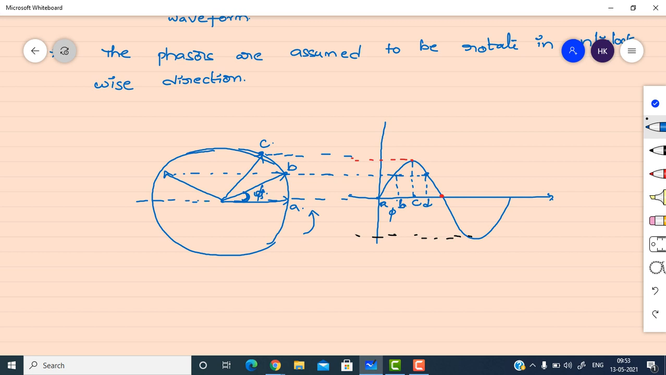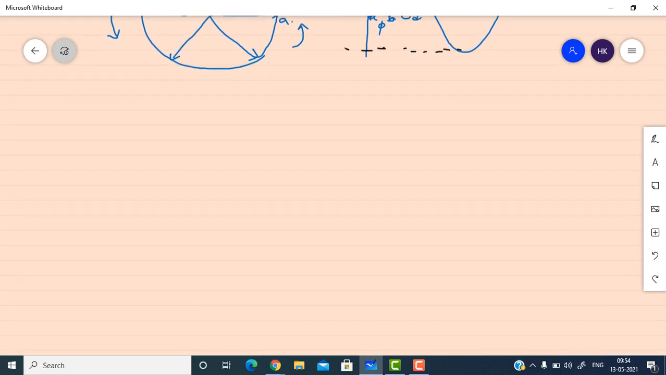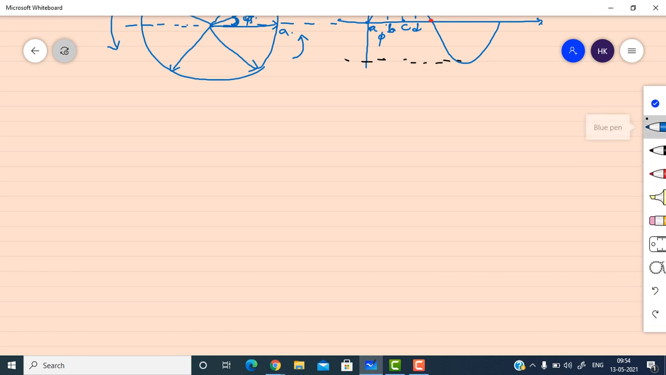So in the same way, the phasors are all rotating in the anti-clockwise direction. If we draw the phasors at each and every instant of time for this sinusoidal waveform, all the phasors are rotating in anti-clockwise direction. You will get the phasors like this, and come back to this A position again. So remember this one, all the phasors are rotating in anti-clockwise direction.